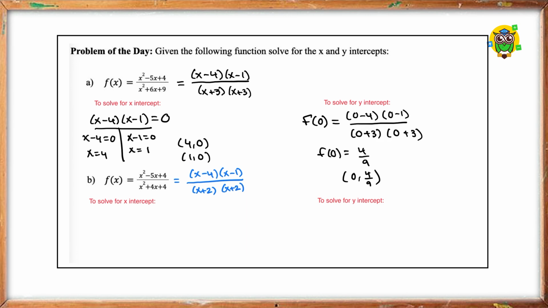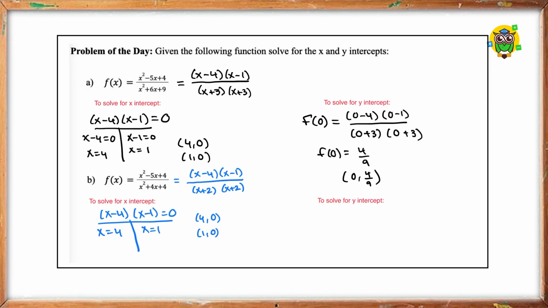Now that we've factored, we can begin to solve for our x-intercept. We are going to set our numerator equal to 0, so we have x minus 4 times x minus 1 equal to 0. We're going to solve for our x's, and we find that x is equal to 4 and x is equal to 1. So our x-intercepts are going to be at (4, 0) as well as (1, 0).